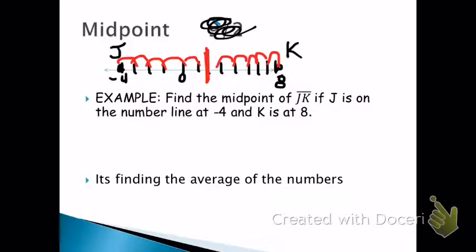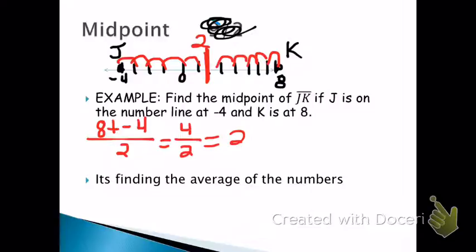So where would we be? We'd be at 2, right? So 2 would be the midpoint. We could also look what would happen if we add these two numbers together and divide by 2. So it's also like taking the average of the two numbers. You take an average, mean, you add them up, divide by however many you have.